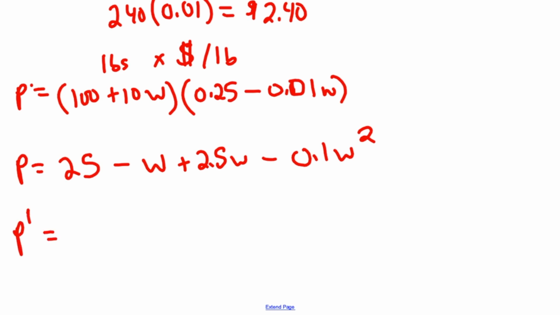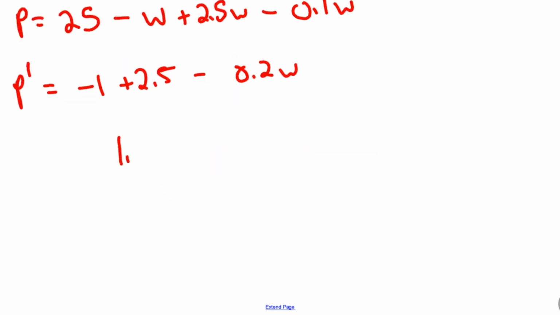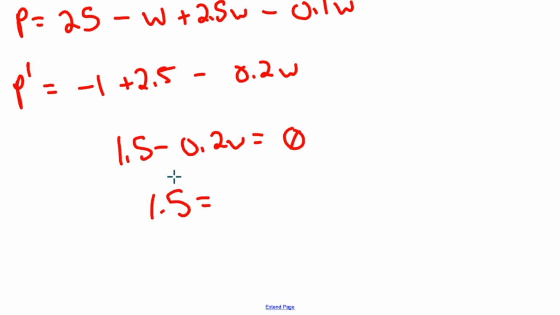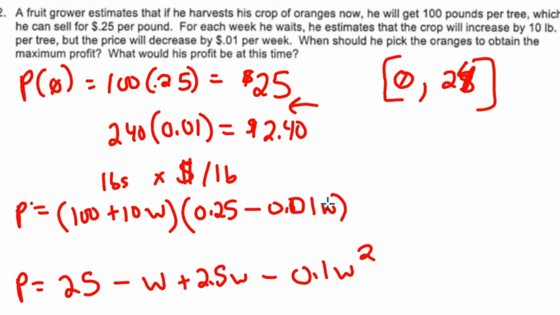I just did the derivative and had negative 1 plus 2.5 minus 0.2 W. Set it equal to 0, and this is when I added them together. I said 1.5 minus 0.2 W is equal to 0. Add that over. Divide by W. If you take 1.5 divided by 0.2, 15 divided by 2, same thing. You get 7.5 weeks.